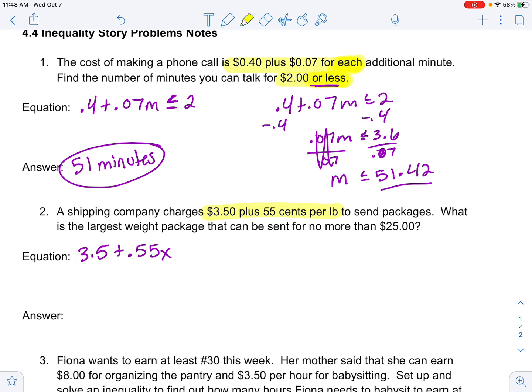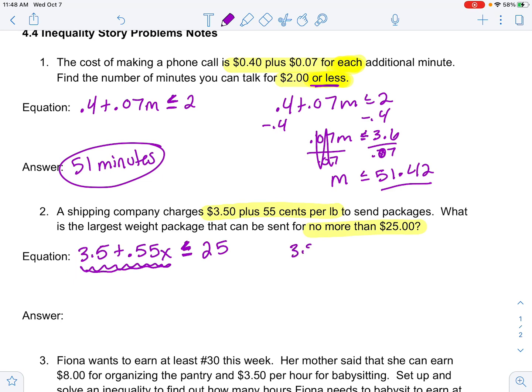What is the largest weight package that can be sent out for no more than $25? So $25 is going to be my total. Now, do we want to stay under, over, or equal to that 25? No more than $25. No more than. So we need to be less than or equal to. I can hit 25, but I can't go over 25. So all of this stuff that I'm being charged, it's adding up, has to stay under $25.